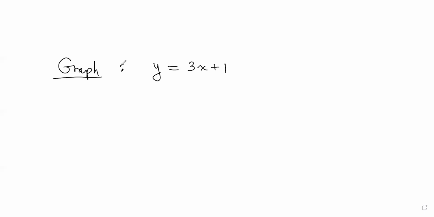Okay, so to answer this question, let's say we're graphing this equation, and this is a linear equation, by the way, because all variables have power 1. So this is a linear equation, and its graph is going to be a straight line. So there are several ways you can graph this.